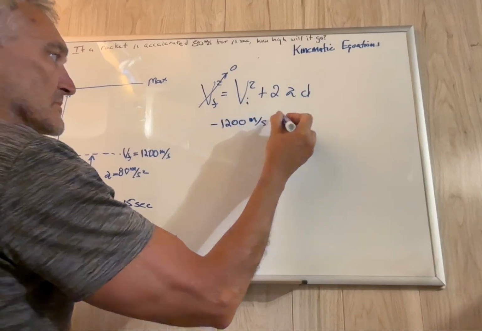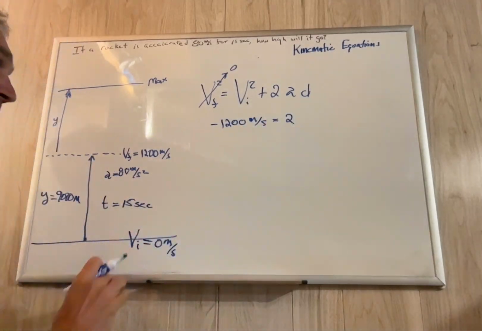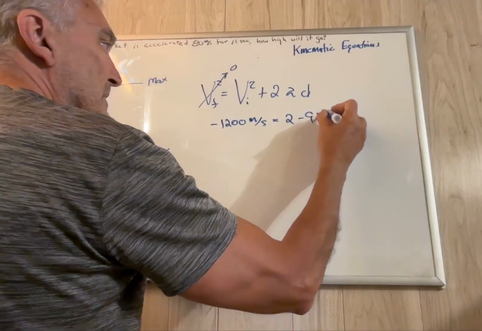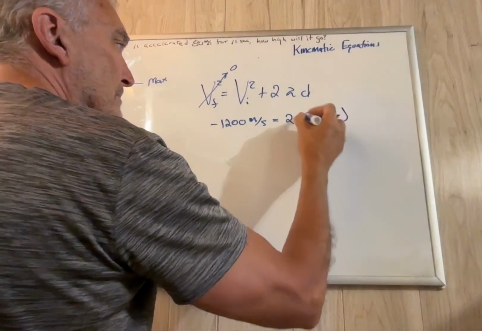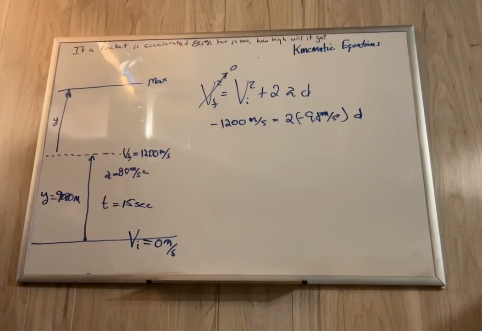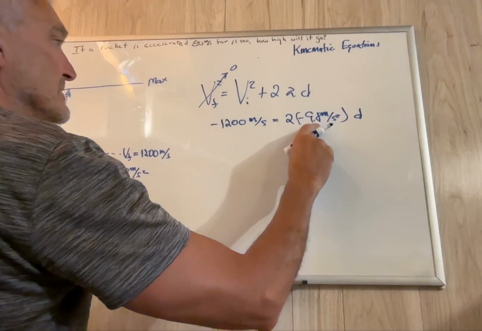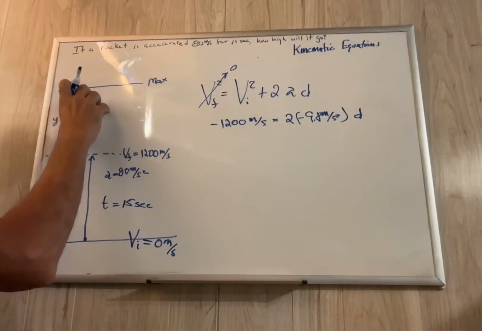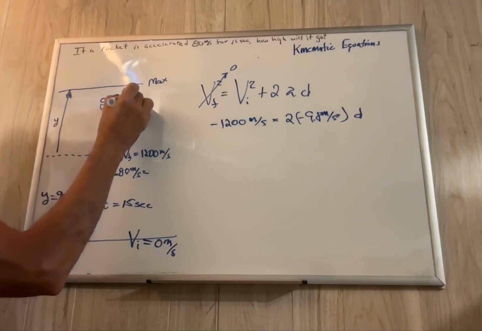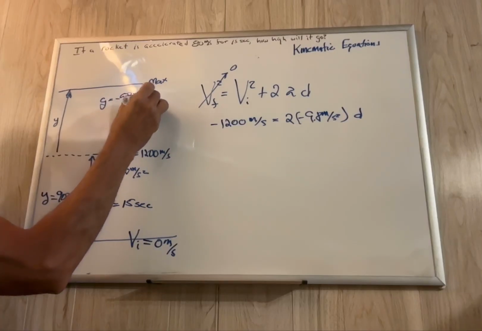And that's going to be equal to 2 times my acceleration, which is going to be negative 9.8 meters per second squared. And here's my d that I'm trying to find. That's this thing here, my y. All right, so don't forget, this is negative. This is the acceleration, and this side is the acceleration. So g is going to be equal to negative 9.8 meters per second squared.